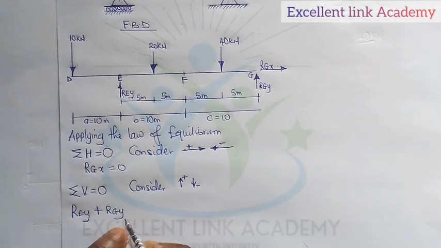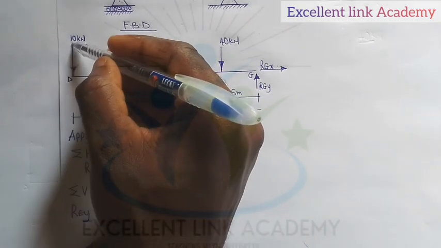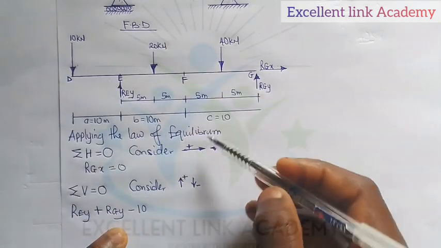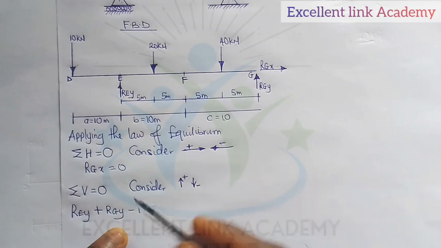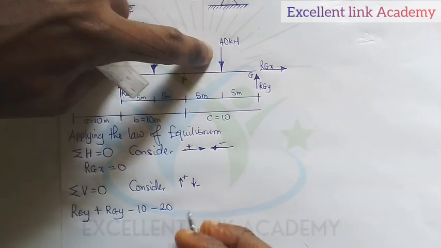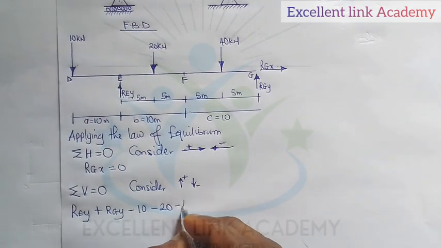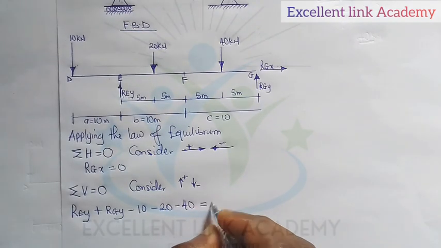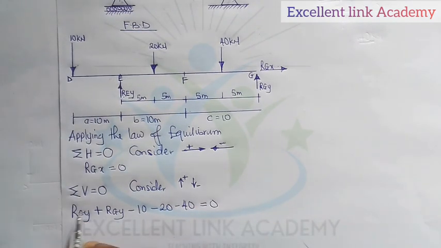So hence, we come to this point, minus 10. Why is it minus 10? This is going downward. And we said downward force should be negative, so that becomes minus 10, also minus 20, also minus 40. The summation of V is now equal to 0.